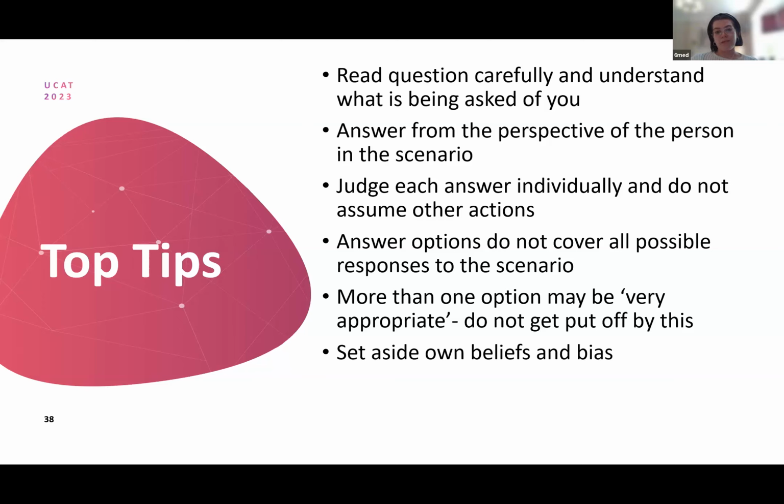I'm sure none of you would do this, but make sure you set aside your own beliefs and bias. If it's talking about something like abortion, for example, try and think from what the GMC tell us to do in these situations, not just if you believe something, it doesn't necessarily mean you're right.